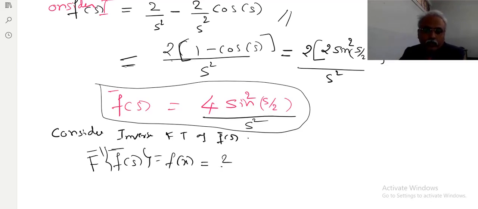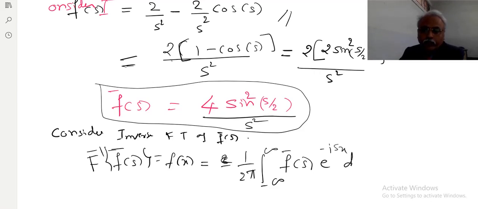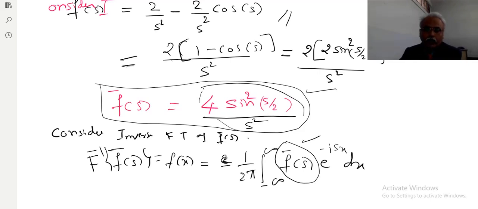which is 1 by 2 pi, integral from minus infinity to plus infinity of f bar s into e raised to minus isx ds. So what we considered? The inverse Fourier transform. Now this part is the same thing as this part, so we have to copy paste this entire thing here. So shall we do that?